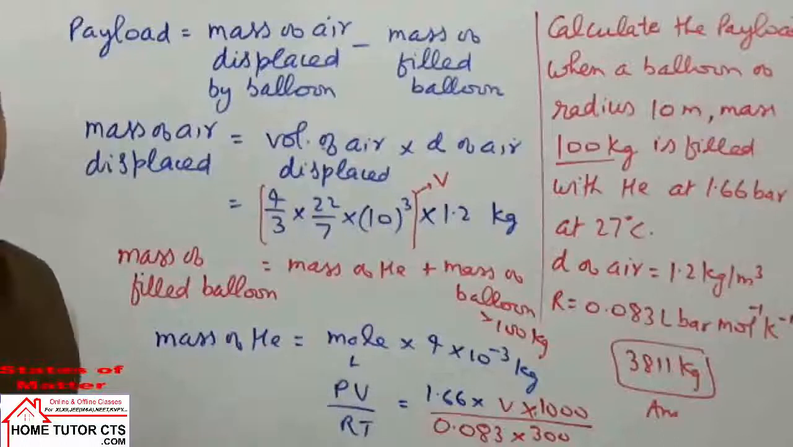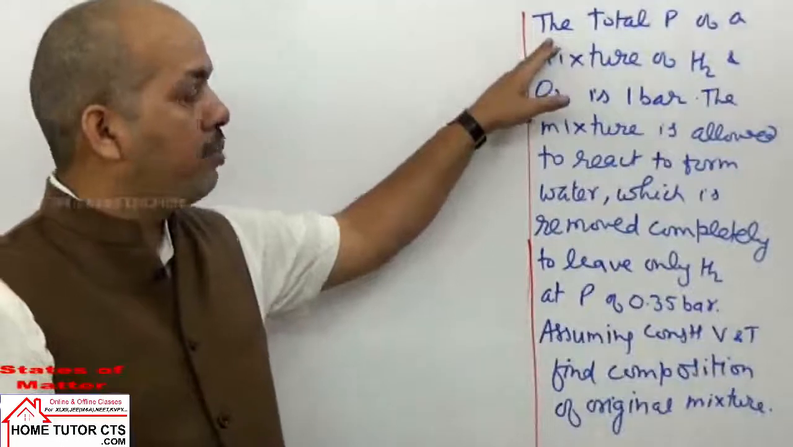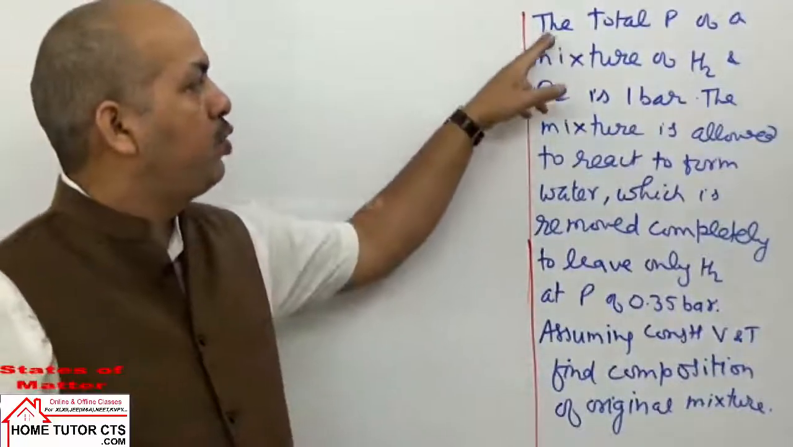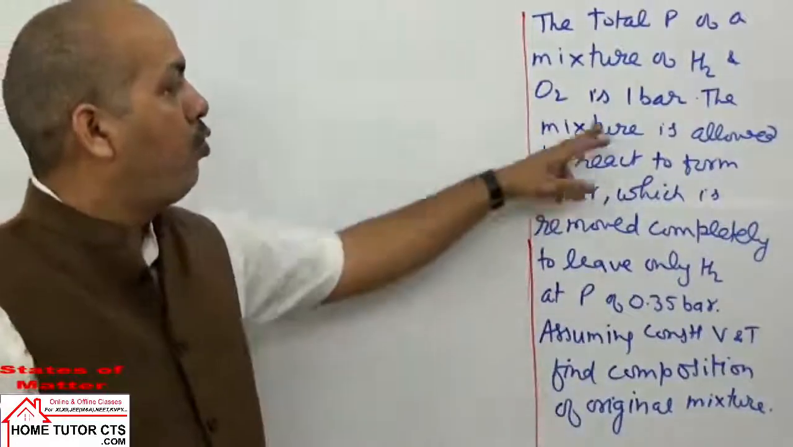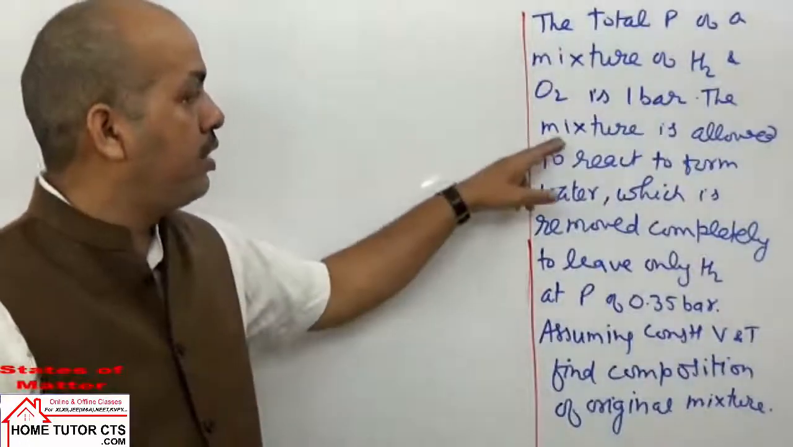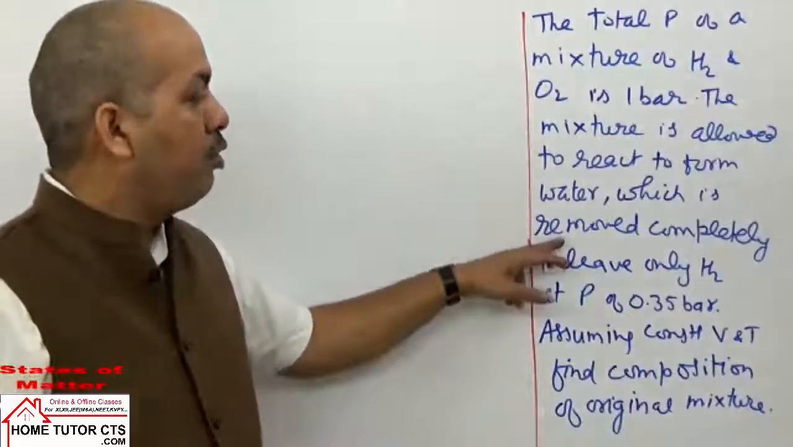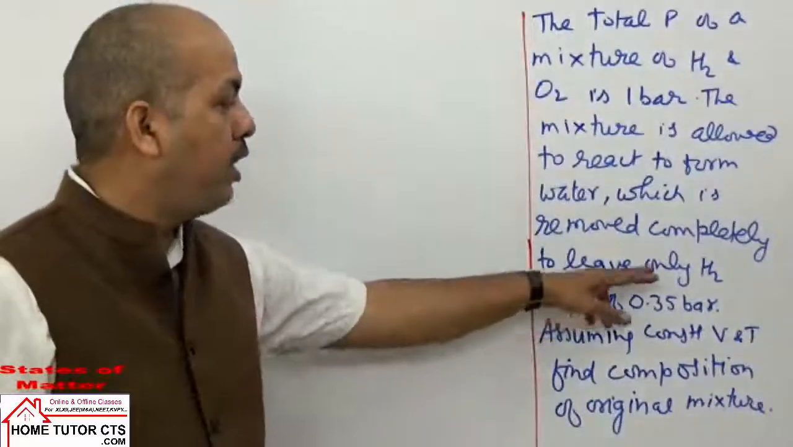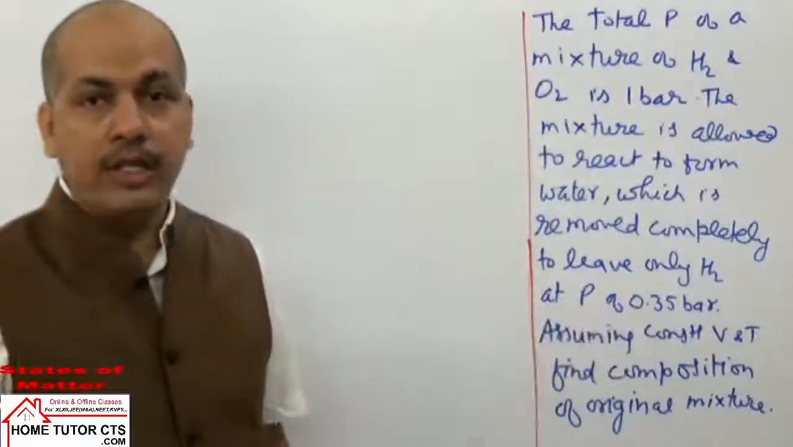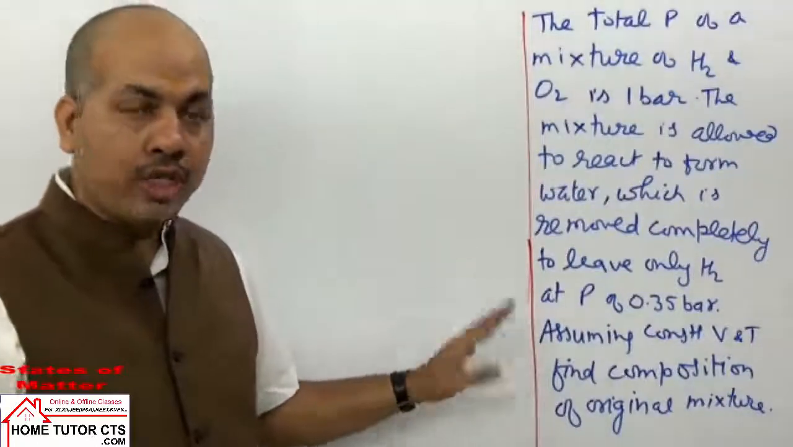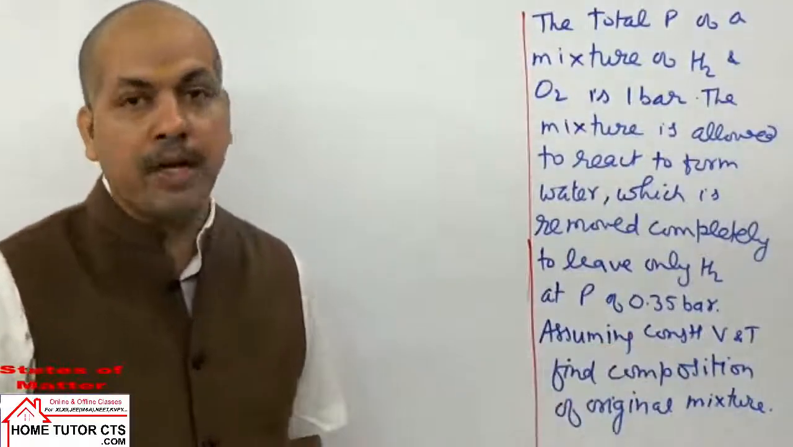Okay, let us take the next one. Now coming to the next question. The question is given to you, please write it down. The total pressure of a mixture of hydrogen and O2 is 1 bar. The mixture is allowed to react to form water, which is removed completely to leave only hydrogen at a pressure of 0.35 bar. Assuming constant volume and temperature, find the composition of the original mixture.